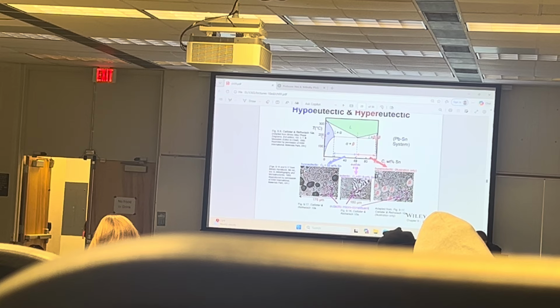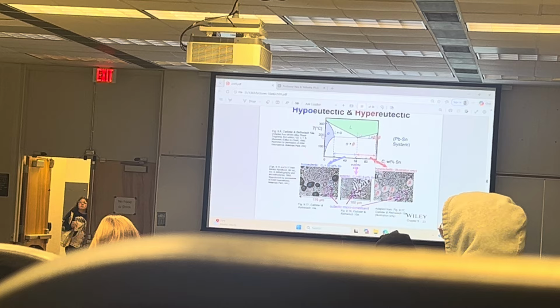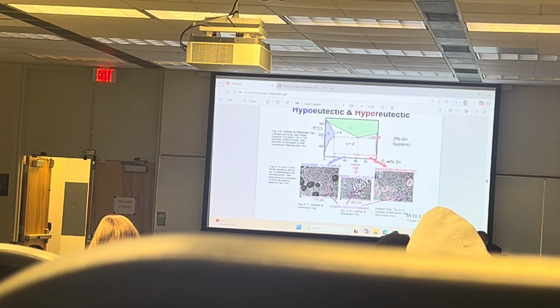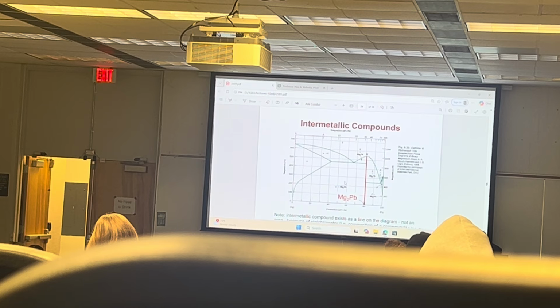And one is rich in lead and the other one is rich in tin. And it's around 62%. So by formulating this alloy, you can do a lot of cool stuff with your microstructure.